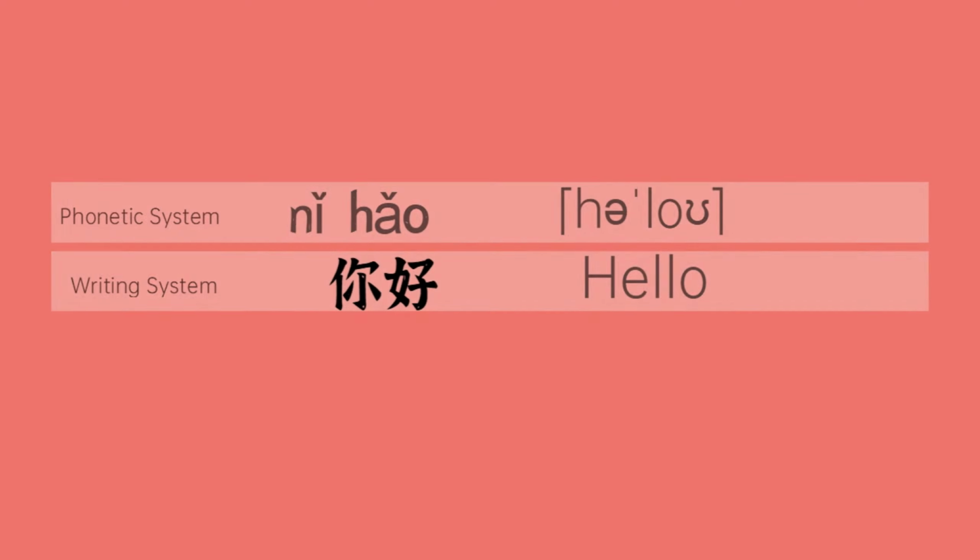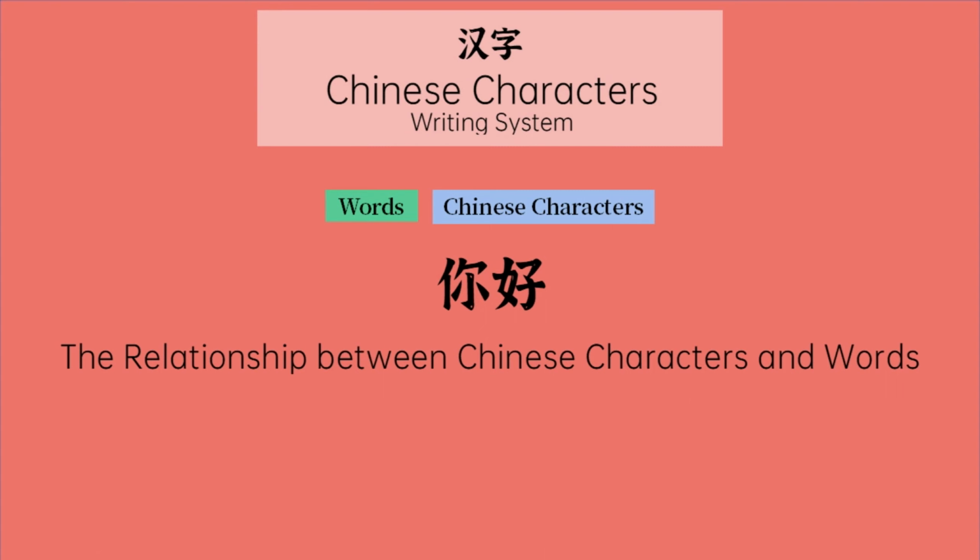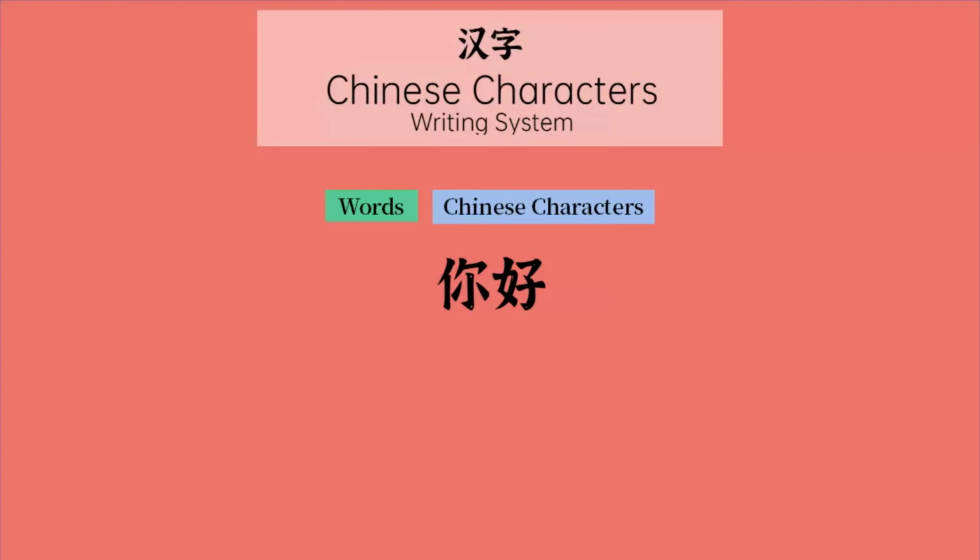First of all, let's understand Chinese characters. Learning Chinese characters requires understanding 2 key points. First, how Chinese characters are formed, and second, the relationship between Chinese characters and words. How are Chinese characters formed? Let's split up the words we learned today.